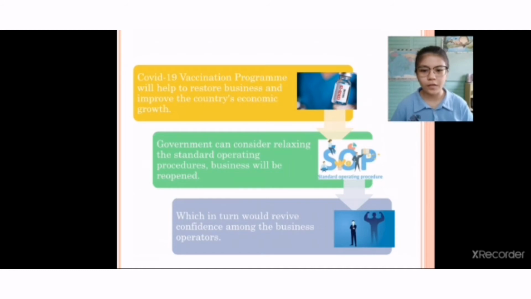Since the outbreak of the COVID-19 pandemic, the development of vaccines has been the hope for all countries. The vaccination program will help to restore business and improve the country's economic growth. When the majority of Malaysians have been inoculated, the government can consider relaxing the SOP and more sectors, including the service sector, will be reopened, which in turn will revive confidence among business operators and help Malaysians come out from the pandemic and go back to normal life.